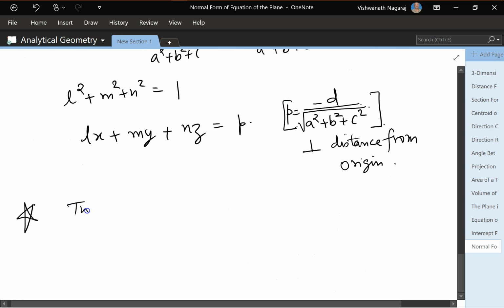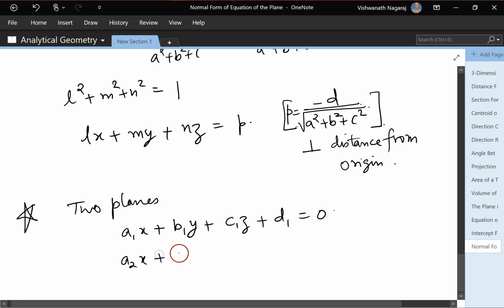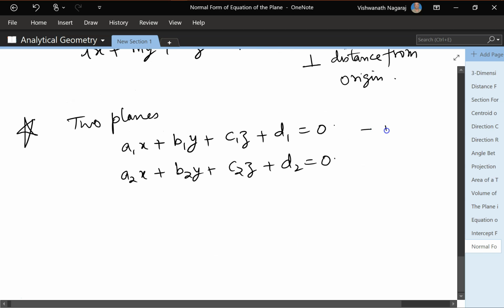Now let's say we have two planes, a1x plus b1y plus c1z plus d1 equal to 0, and a2x plus b2y plus c2z plus d2 equal to 0. Let's say this is plane 1 and plane 2.